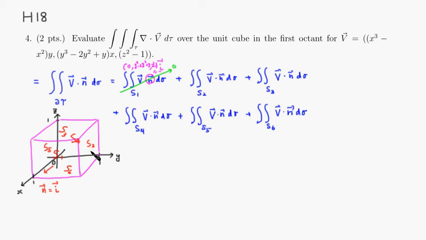For S2, the normal vector is the vector j. On this surface, y is always equal to 1. Since j is 0, 1, 0, it only cares about the second component. If you plug in y equals 1, 1 cubed minus 2 times 1 squared plus 1 is actually 0. So again, this integral is going to be 0.